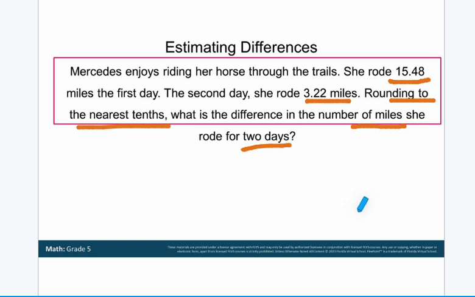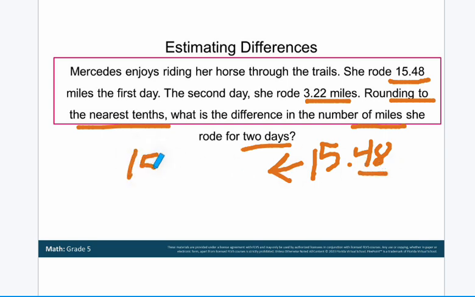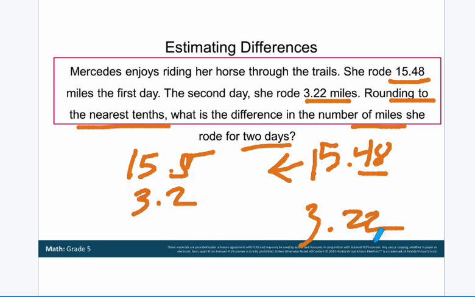So if I'm going to be comparing mileage, that means I first need to round my 2 numbers. I'm going to start with my biggest number, which is 15 and 48/100ths. Rounded to the nearest 10th is going to be 15 and 5/10. Over here, 3 and 22 is just going to be 3 and 2/10 because 2 can't change that other 2.